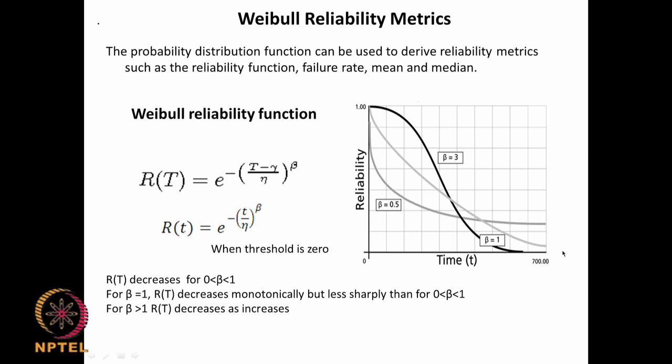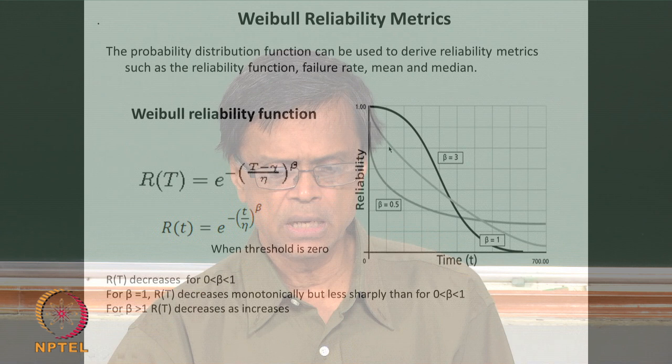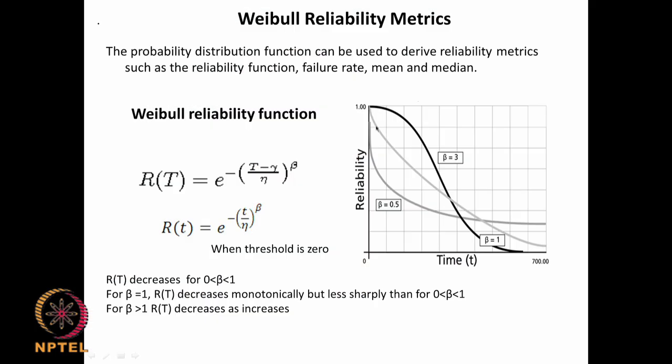That is obvious, right? Even in your house you have a light bulb; a new light bulb's reliability is very high. After 1 or 2 years you are very scared because you think the bulb may fail. That is true even with your mobile phones, with any material. Generally the reliability will keep going down monotonically when beta is equal to 1.